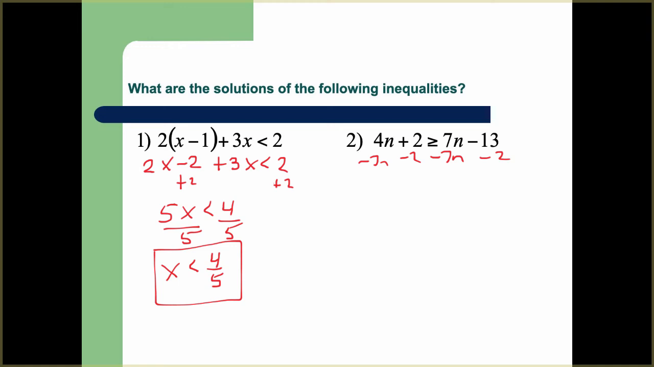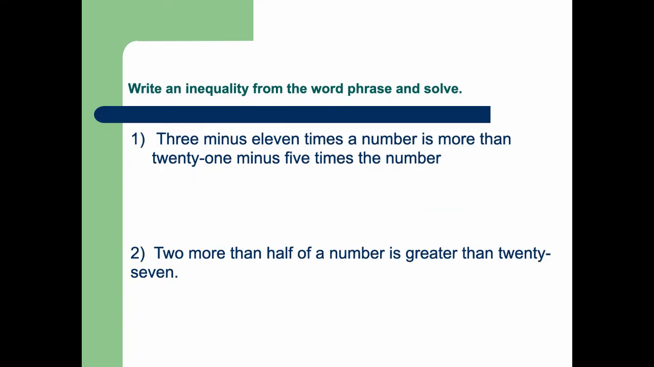And 4n minus 7n is negative 3n. Negative 13 minus 2 is negative 15. And then I'm going to divide by negative 3 to get n by itself. Again, using an opposite operation, we have multiplication, so I'm going to divide. And now we have n. We divided by a negative number, so we have to flip it, and this is less than or equal to 5.